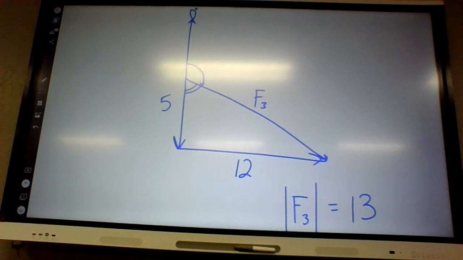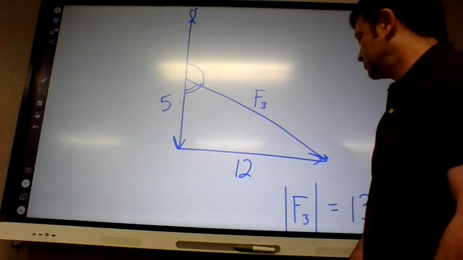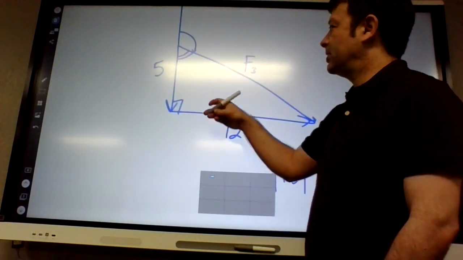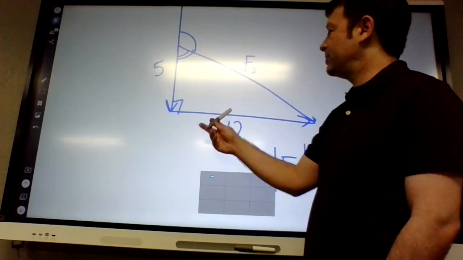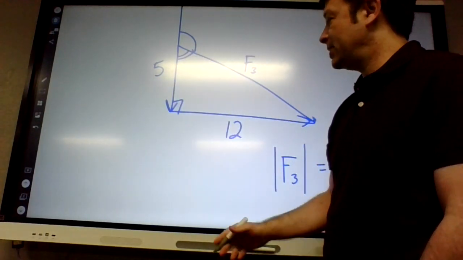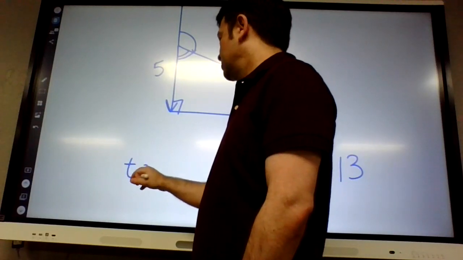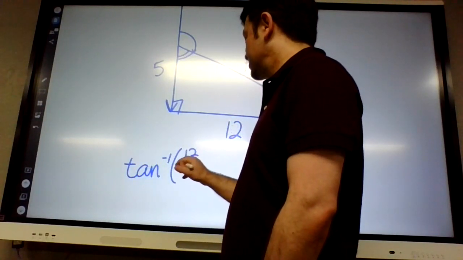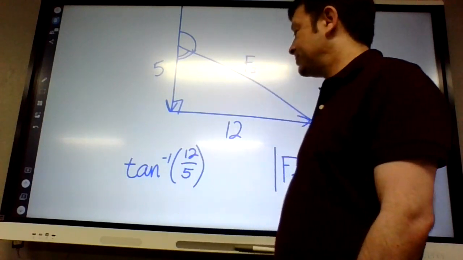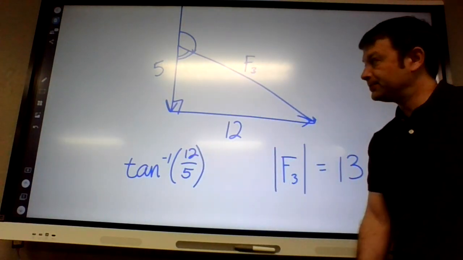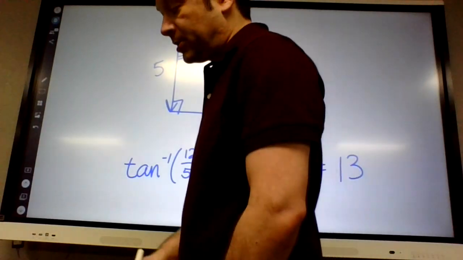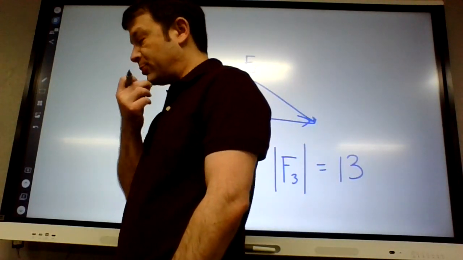How would I find that angle in the triangle though? Some trigonometry. Relative to this angle, we have opposite and adjacent, so that'd be tangent. Or to find angles, remember you have to do tangent inverse of opposite over adjacent. Do that, and that should come out as 67.4.